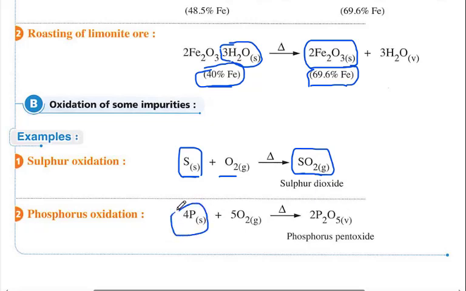Here phosphorus is oxidized into phosphorus pentoxide. Phosphorus here is solid. Phosphorus pentoxide is vapor. So we get rid of phosphorus and sulfur, as they are nonmetals, by oxidation. When they are oxidized, they are transformed from the elemental solid state of sulfur and phosphorus into the gaseous state in the form of oxides, sulfur dioxide gas and phosphorus pentoxide gas.